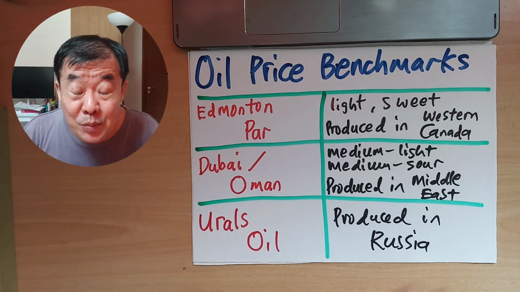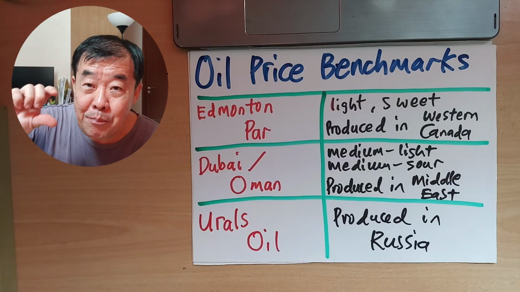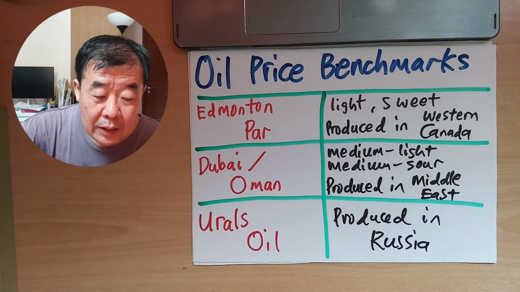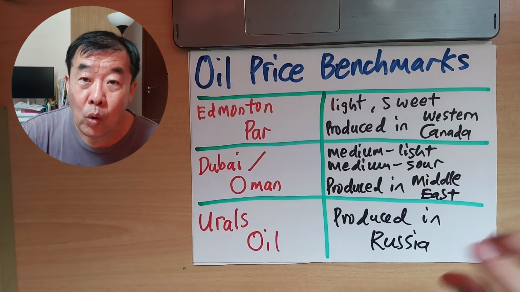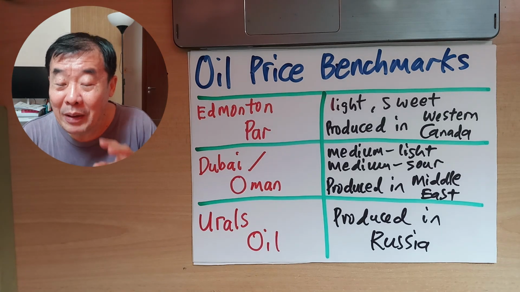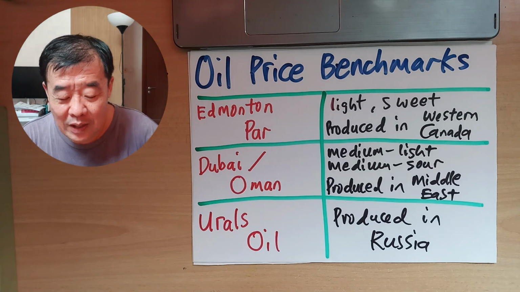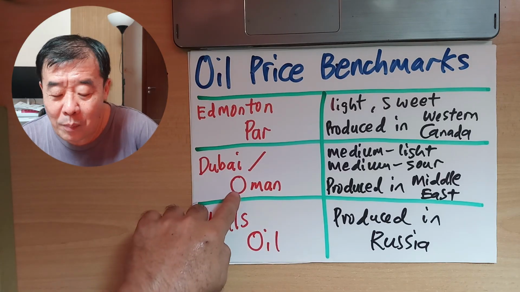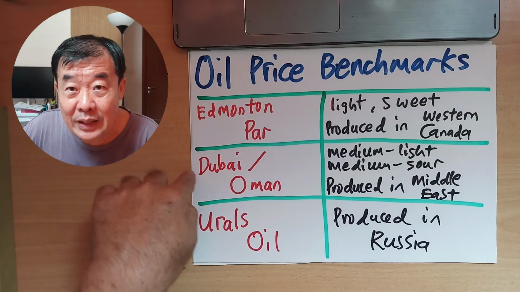How about the Middle East one? In the Middle East, the pricing is based on a product called Dubai Oman. And why is the Dubai name still there? Last time Dubai produced some oil, but Dubai is now producing less. The name still remains. It's called Dubai Oman. That's what they called it from before, so they never changed it.